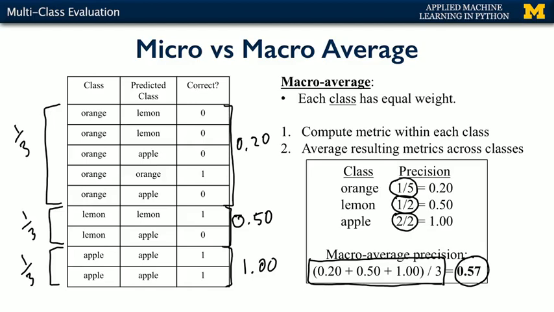You'll notice here that no matter how many instances there were in each class, because we computed precision within each class first, each class contributes equally to the overall macro average. So we could have had, for example, 1,000,000 examples from the orange class, but that class would have still been weighted equally because we would have first computed precision for the 1,000,000 orange examples, and then that number would still get 1/3 of the weight compared to the other 2 classes. So that's macro average precision.